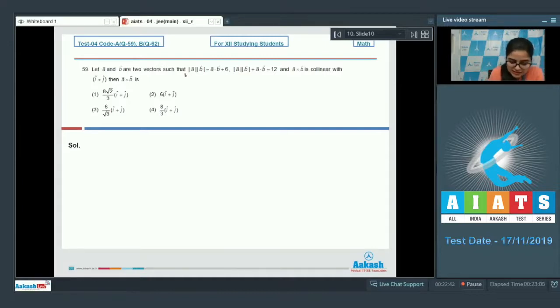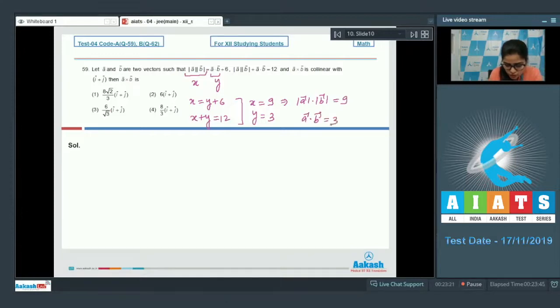So first of all, just assume mod of A vector times mod of B vector as x, another variable, and A vector dot B vector as y. So we have two equations, x equals y plus 6 and x plus y is equal to 12. So from here we are getting x equal to 9 and y equal to 3. So mod of A vector times mod of B vector is equal to 9 and A vector dot B vector is equal to 3. Now another piece of information is given, A vector cross B vector is equal to lambda times I cap plus j cap.